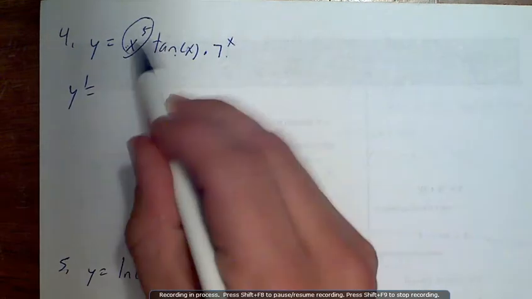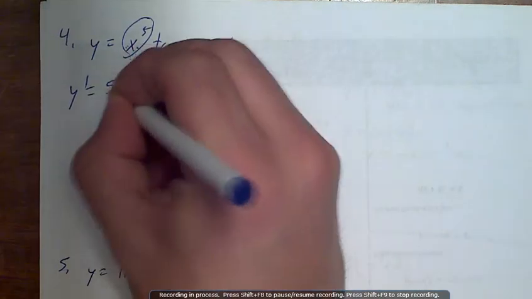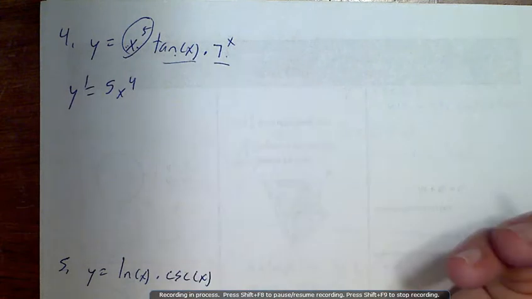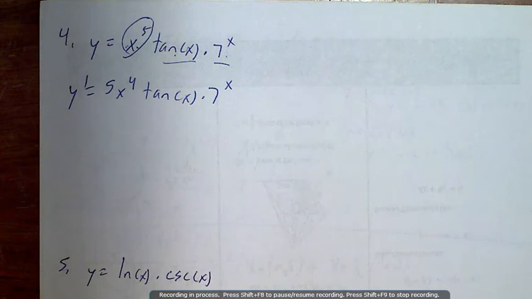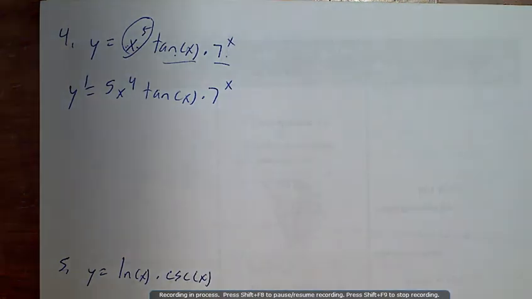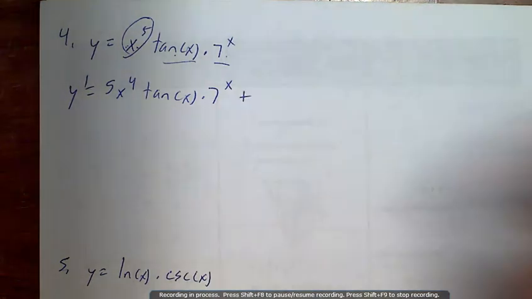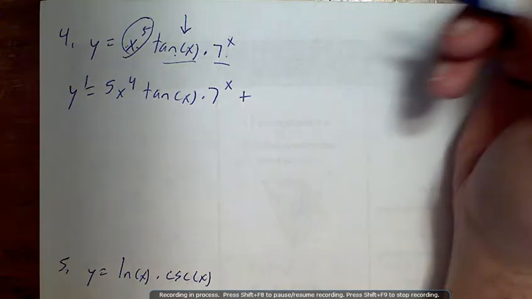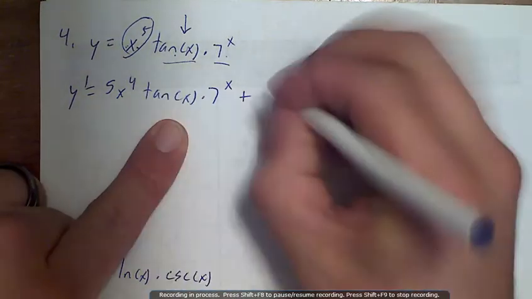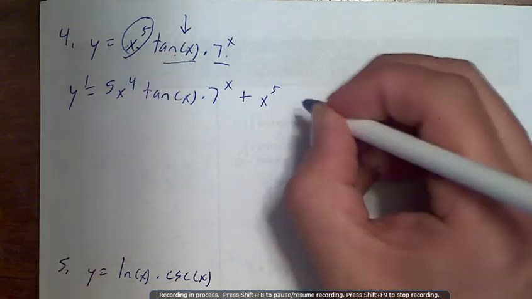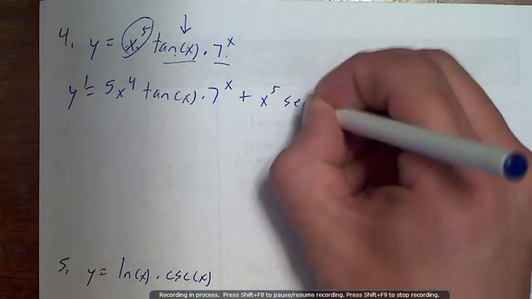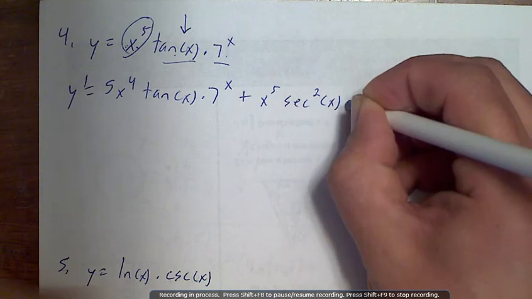Now, we're going to do the derivative of the second part. So I have x to the 5th. Derivative of tangent of x is secant squared of x. So I did the derivative of the second one, then leave the last. Then plus, now we're going to do the derivative of the third part, 7 to the x. So what I'm going to do is leave the first pieces and do the derivative of the last piece.